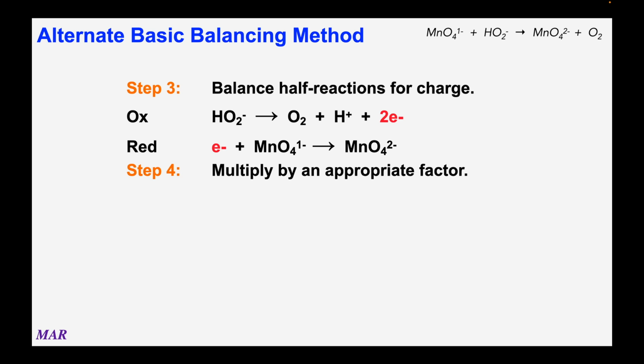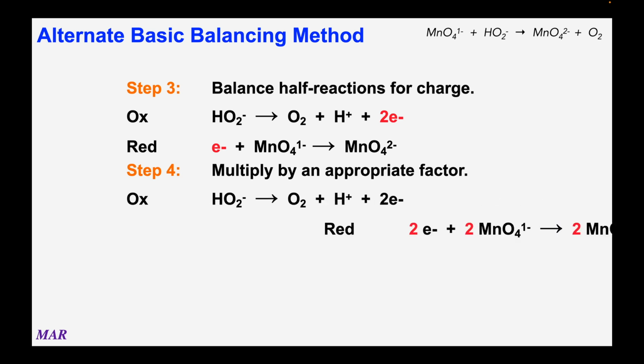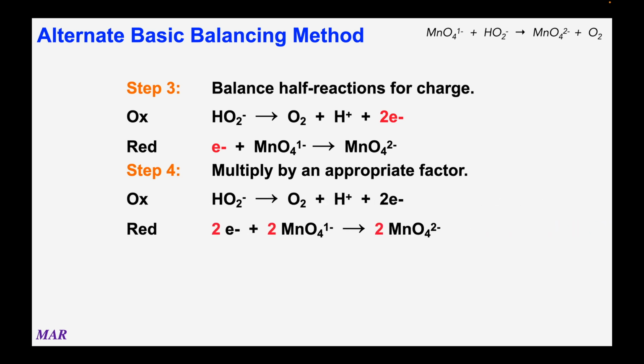We're now going to multiply the half reactions by some factor in order to make sure that when we add them together, the electrons will cancel. So in the oxidized species with the peroxide, you've got 2 electrons as products, but the manganese example only has 1 electron as a reactant. So we need to multiply the permanganate to manganate half reaction by 2 in order to make sure the electrons will cancel. So we'll have 2 electrons on the reactant side now, and that's going to cancel the 2 electrons on the product side for the HO2 half reaction.